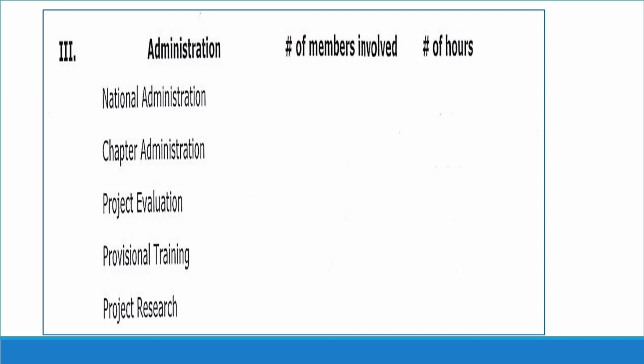The third category is administration. These are hours worked to organize, administer, and operate Junior Auxiliary both locally and nationally. These hours should also be noted on individual hour sheets. Community surveys are administrative hours. Researching projects are administrative hours. Executive committee meeting and other committee meetings are administrative hours. Planning the provisional class training are administrative hours.